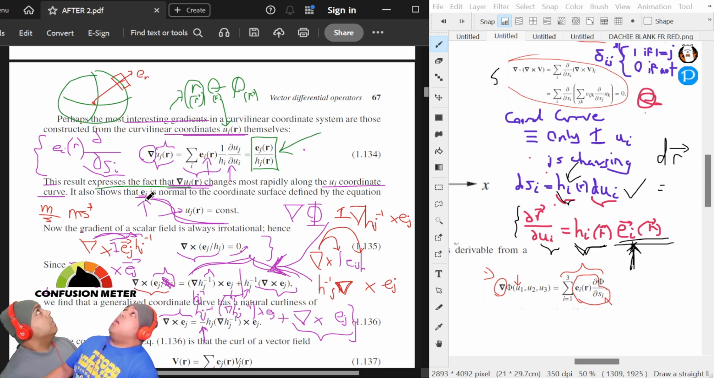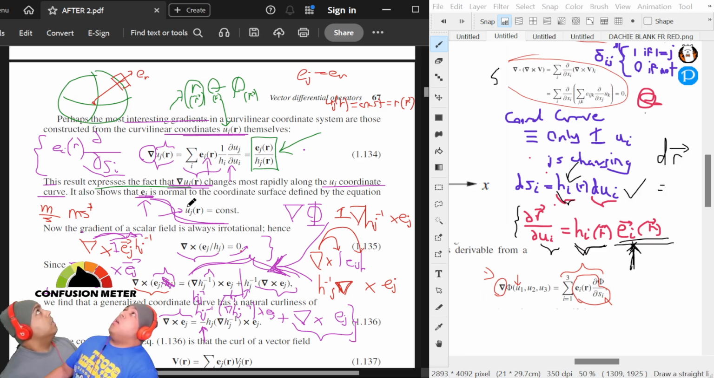e_j is e_r. Denoted by the equation u_j(r) equals constant. u_j(r) is constant, and I think that is also r, r of r, the radius, which is a function of the position.